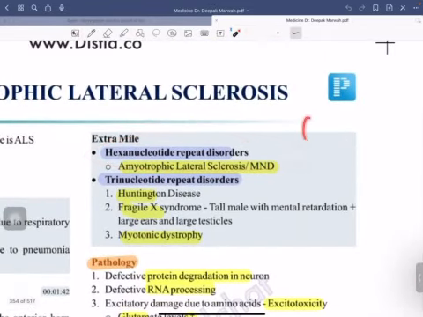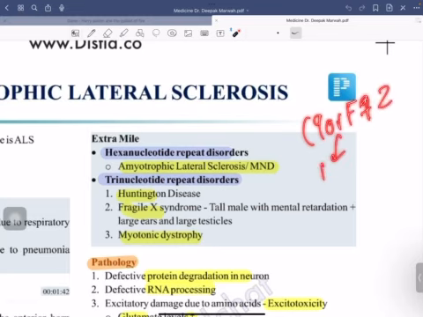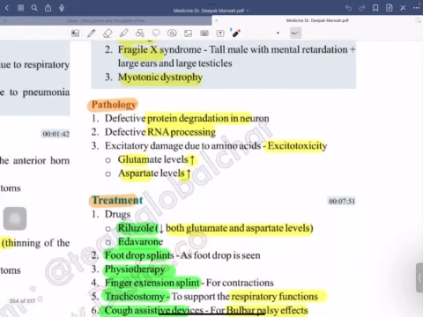Hexanucleotide repeats of C9ORF72 is seen in amyotrophic lateral sclerosis, whereas trinucleotide repeat is seen in Huntington disease, where CAG is seen, Fragile X syndrome CGG, and myotonic dystrophy CTG. Trinucleotide repeats are seen. Now pathology: there is defective protein degradation in the neuron, defective RNA processing, and excitatory damage due to amino acids, excitotoxicity. Glutamate levels are increased and aspartate levels are increased.